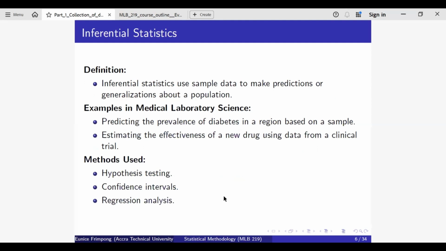We are moving on to inferential statistics. What is inferential statistics? Inferential statistics use sample data to make predictions or generalizations about a population. So you may have an entire population. We'll come to defining sample and population, but in the meantime, let's say your entire class is about 80 students.